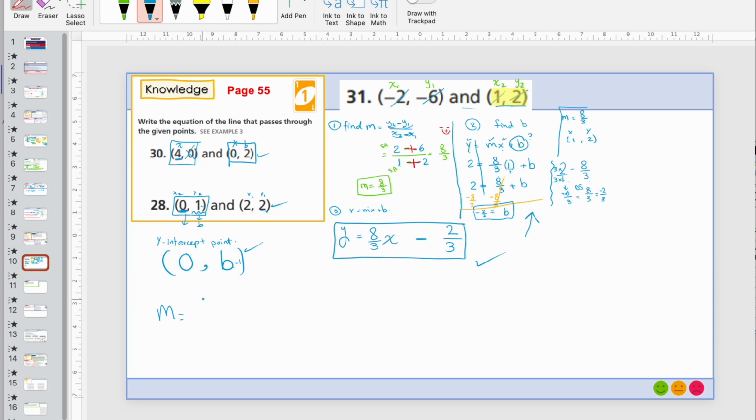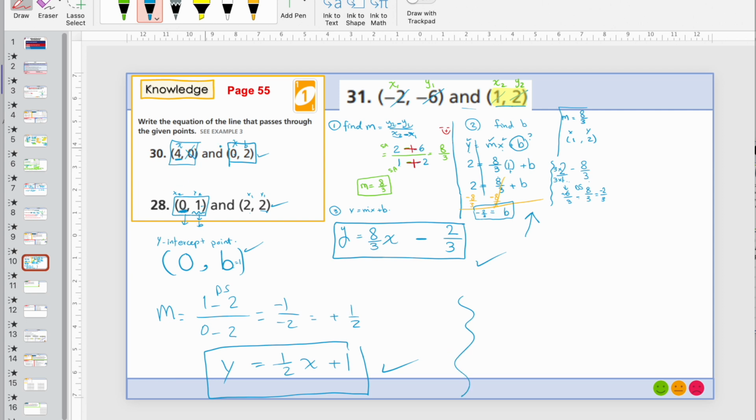y2 minus y1, 1 minus 2, over x2 minus x1, 0 minus 2, which is going to give me a different sign, subtract 1, negative over negative 2. It's going to give me a positive 1 over 2. So my line, you can check by yourself, girls. I'm doing it very quickly, and I know that some of you will say, Miss, wait, what are you doing? You can do it yourself and check your answer.